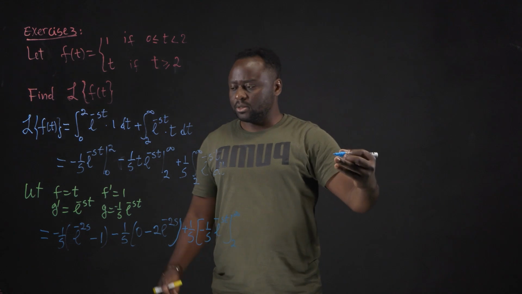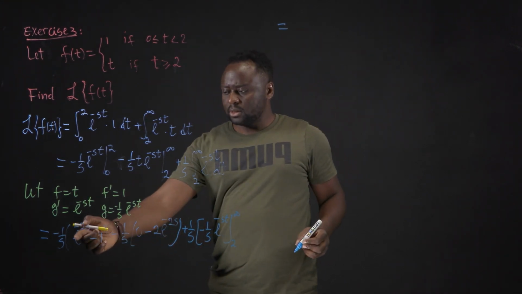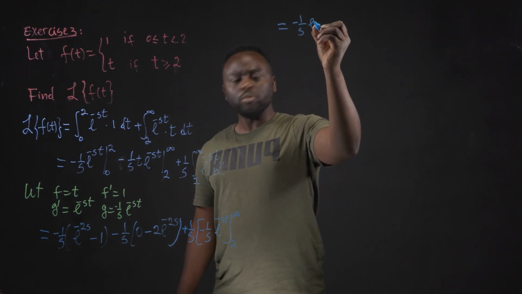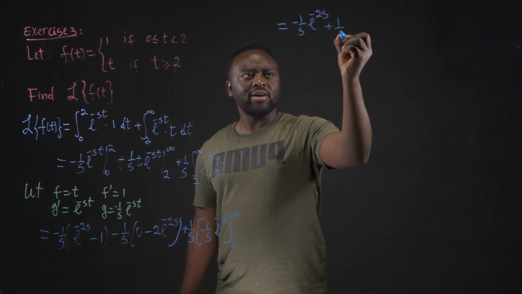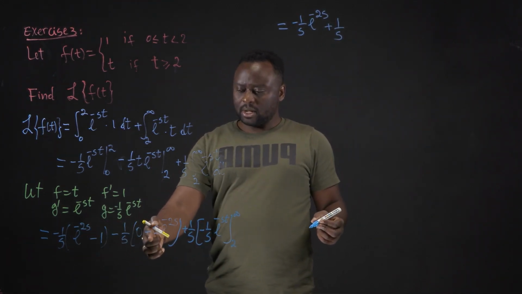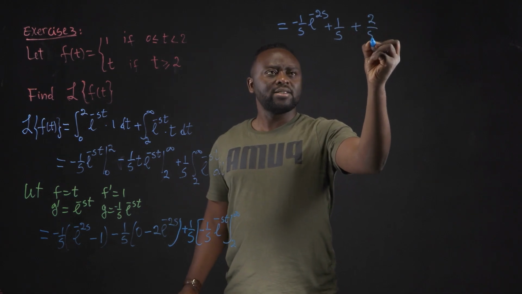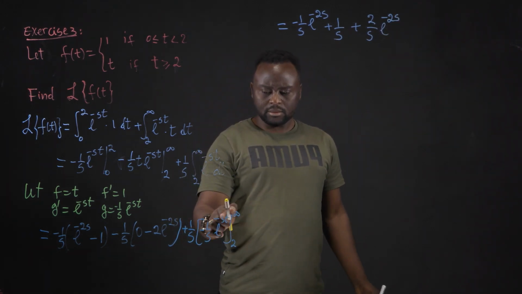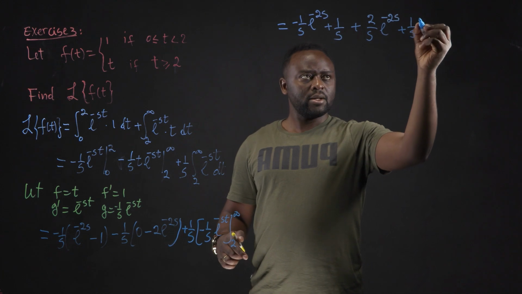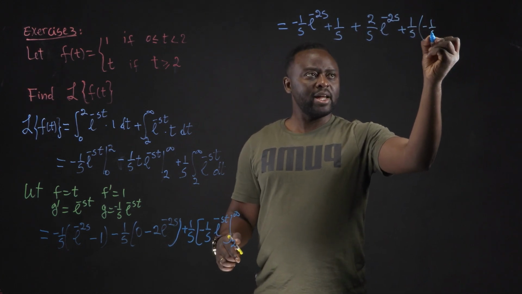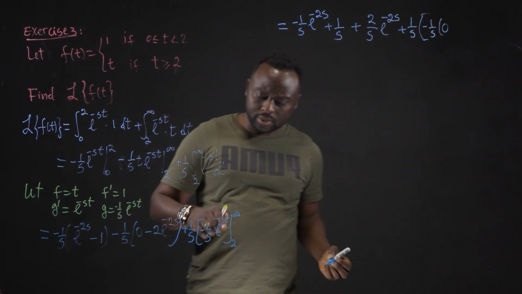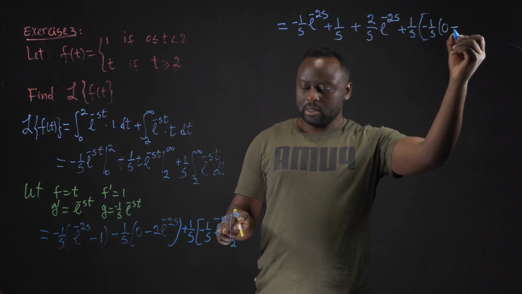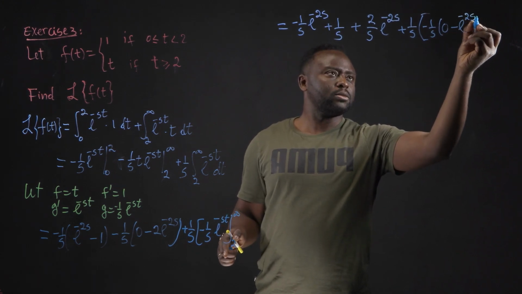Okay, so let's continue here. For the first one, this is minus 1 over s times e to the power minus 2s plus 1 over s. For this second part, this is 2 over s times e to the power minus 2s. And for the last one, 1 over s bracket minus 1 over s, 0 at infinity, since e to the power minus infinity is 0, and this is e to the power minus 2s.